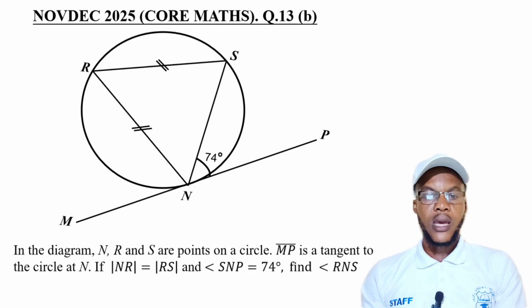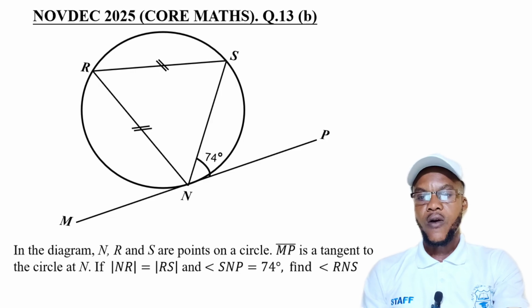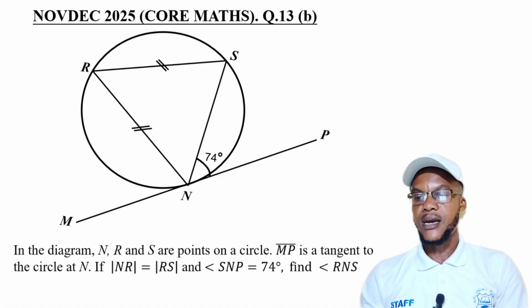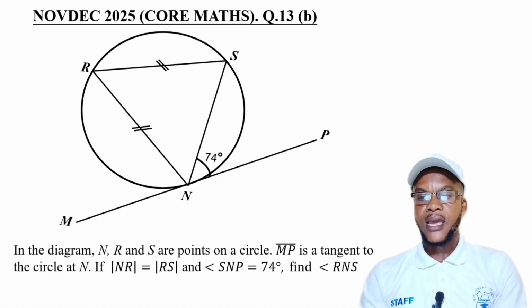Let's move on to what we have before us today. In this question, we are saying that in the diagram, N, R, and S are points on a circle. MP is a tangent to the circle at N. Line NR is equal to line RS and angle SNP is 74 degrees. We have to find angle RNS.